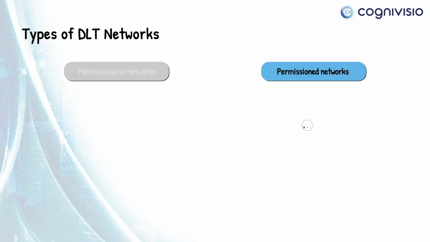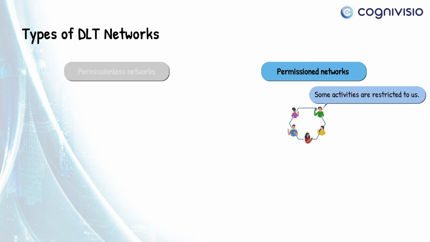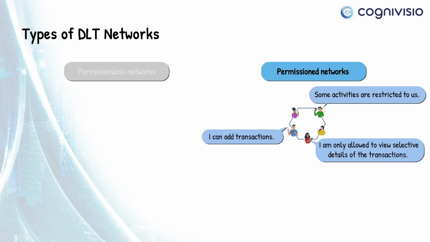In a permissioned network, some activities are restricted to some participants. For example, certain participants can add transactions while others are only allowed to view selective details of the transactions.